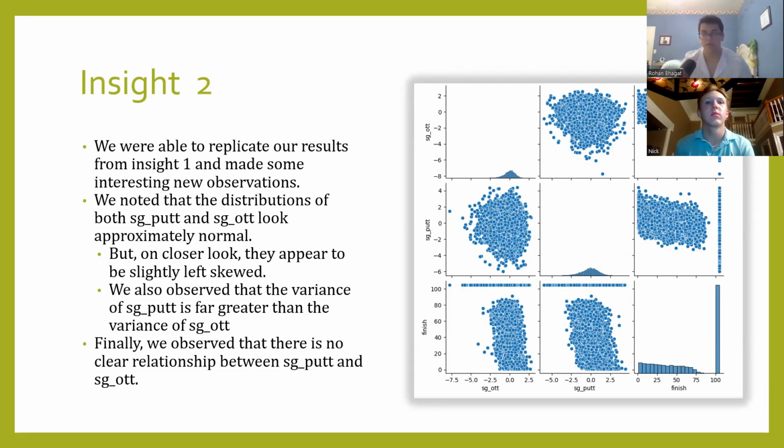And we noted that, as you can see, this plot in the middle here, the variance of strokes gained putting seems to be a lot higher than the variance of strokes gained off the tee, which is something we ended up looking at later. And then we observed that there is no clear relationship between strokes gained putting and strokes gained off the tee, as you can see on that middle left scatter plot. And so we decided to take that one step further by seeing what is the actual relationship numerically between strokes gained putting and strokes gained off the tee.